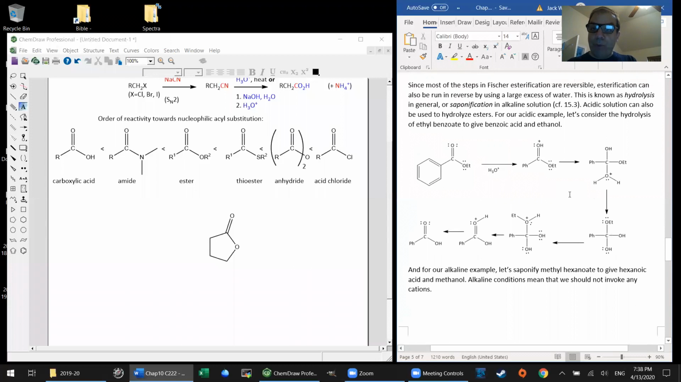Now, we made the point that Fischer esterification is reversible, and you can drive the equilibrium in the other direction by using not a large excess of alcohol, but a large excess of water.